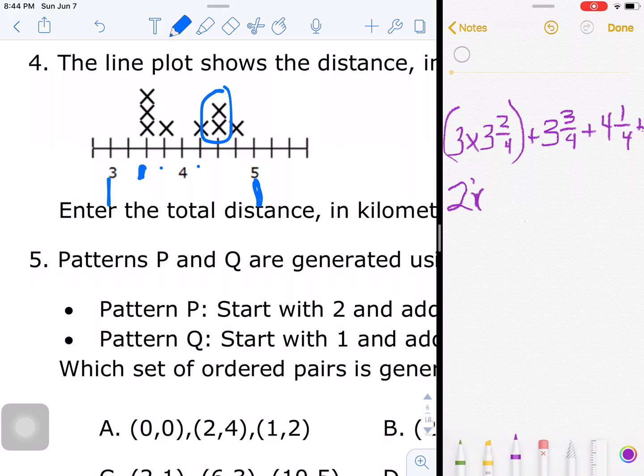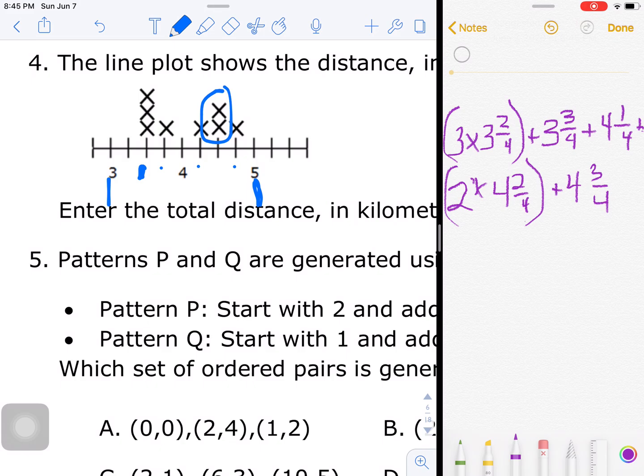And I'm having some issues with my multiplication sign. 2 copies of 4 2/4. And then my last data item is I have 1 copy of 4 3/4. So now I'm going to combine all those together.